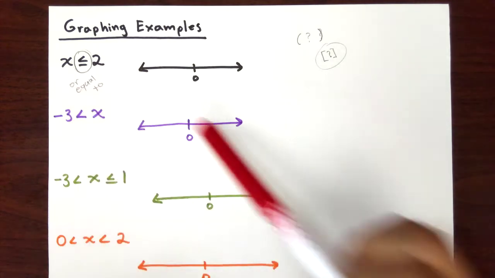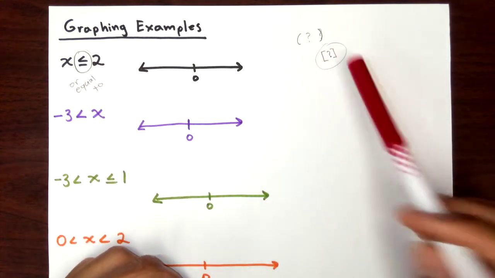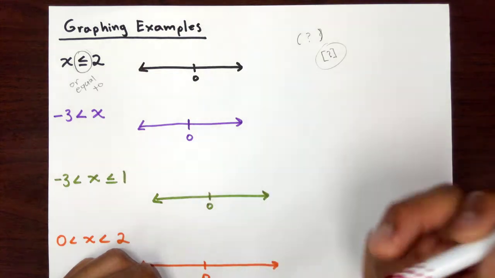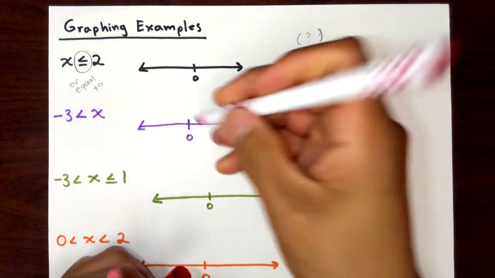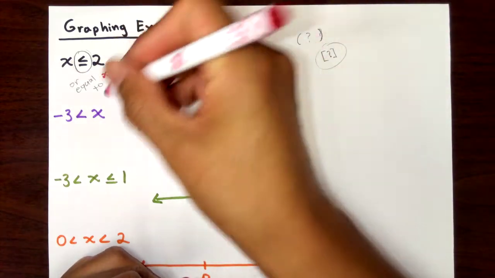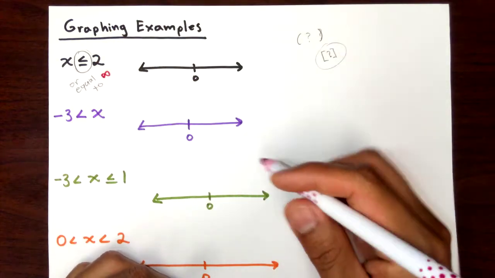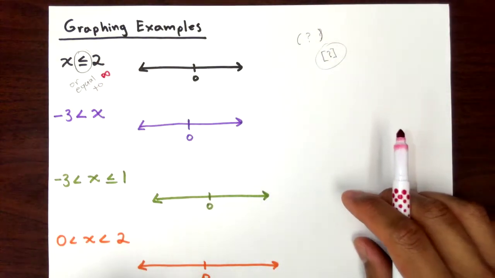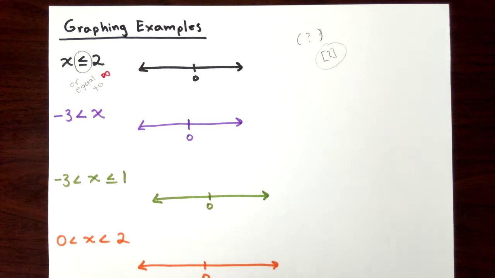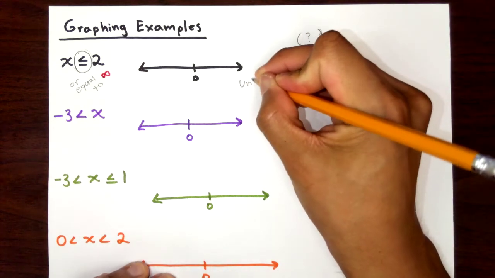So because of that, we know this is going to be unbounded. It's going to go on forever in one direction, which means that it is going to use infinity. Since it uses infinity or negative infinity, we know that it is going to be unbounded. So this one is going to be unbounded.